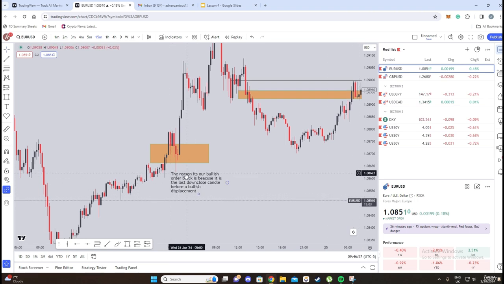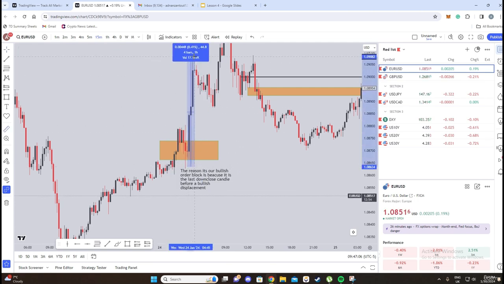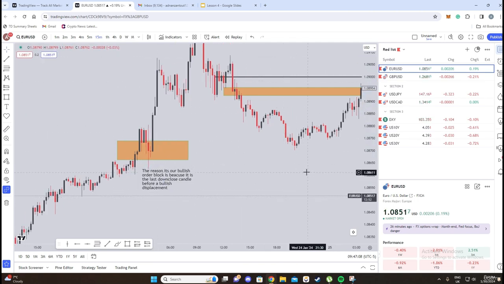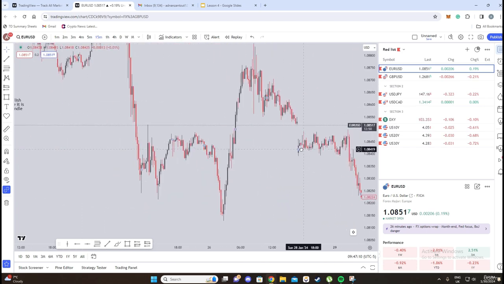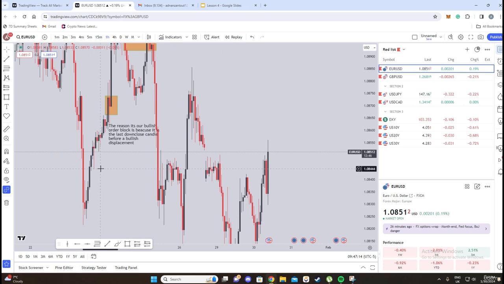And there's a reason that price just respected this level, because it's our bullish order block. So price will come down into the order block before trading all the way higher. And let's go back to this point over here. Where was it? It was on the hourly. Yes.